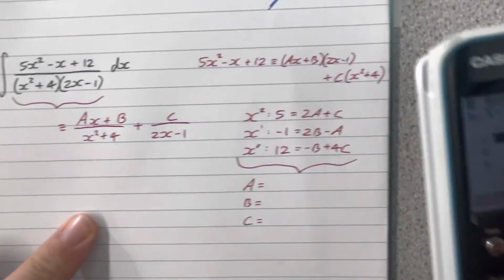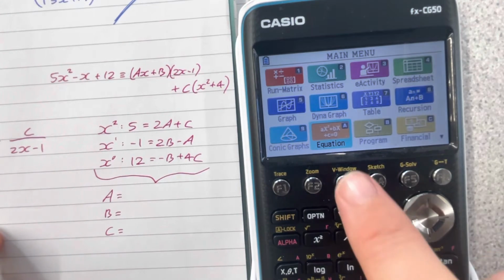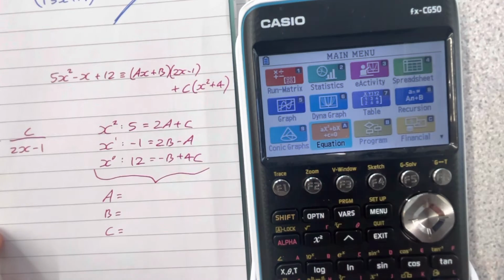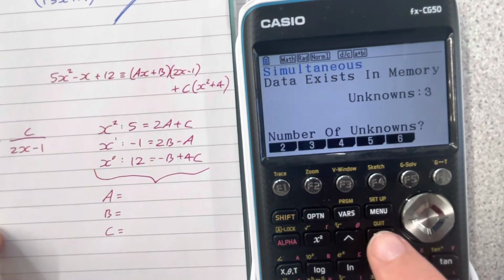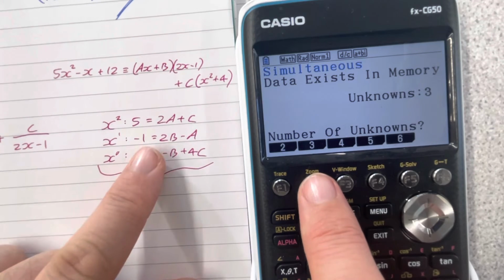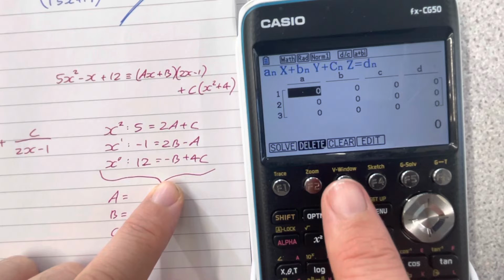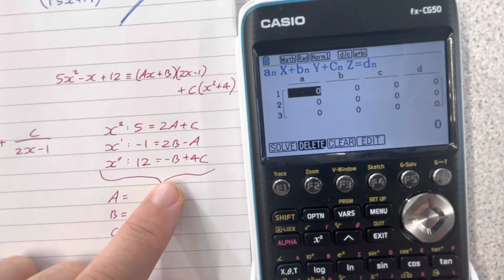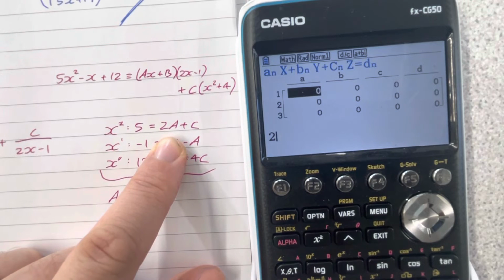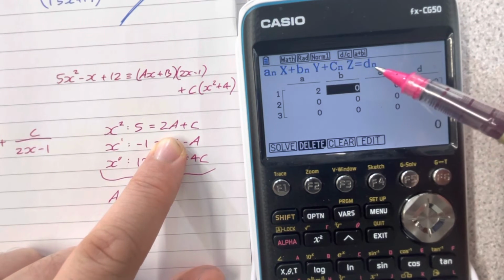And what I'm going to do for this is I'm going to use my calculator for it. So you can go to equation mode, and the smaller Casios have this function as well. So equation mode, and it'll come up with this menu. I want 3 unknowns because I've got 3 unknowns here, a, b, and c, and this will allow you to solve a set of simultaneous equations, linear simultaneous equations. So the first equation is 2a. So I'm going to say x is a, y is b, and z is c, and then these are the coefficients.